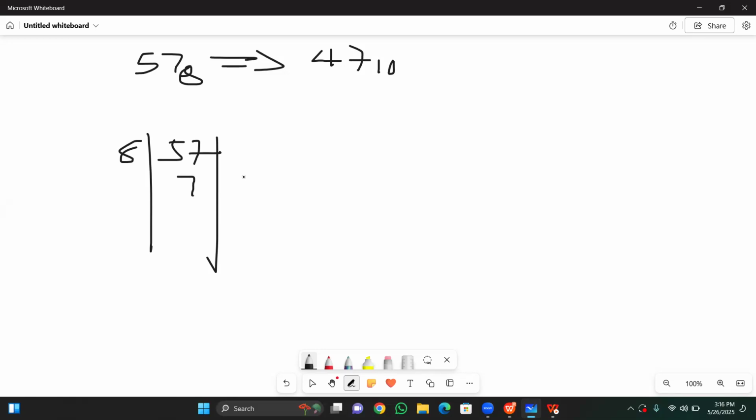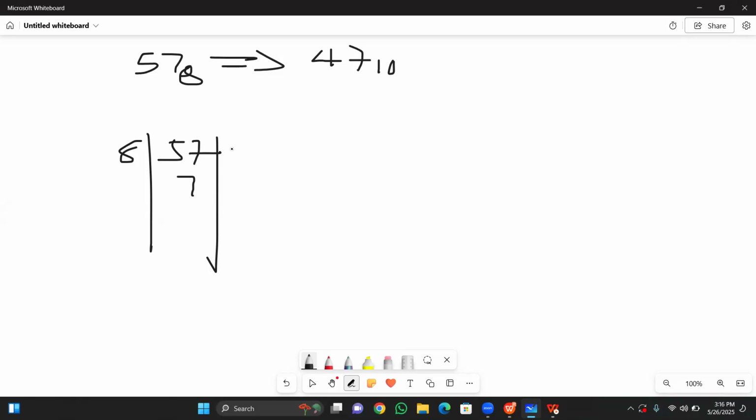Remainder words. 57 divided by 8. Please let me get my calculator. My head is no longer functioning. Okay, so 57 divided by 8 will give us 7. All right.